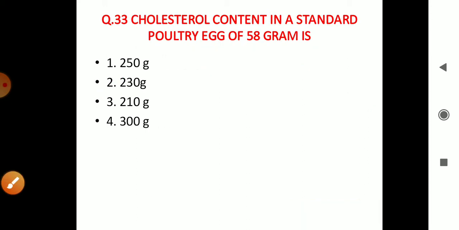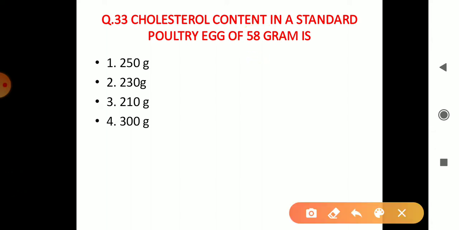Coming to the next question, the cholesterol content of a standard poultry egg of 58 gram is how much? Very important. It's a frequently asked question in examinations. It is 230 milligram. It's a standard question.